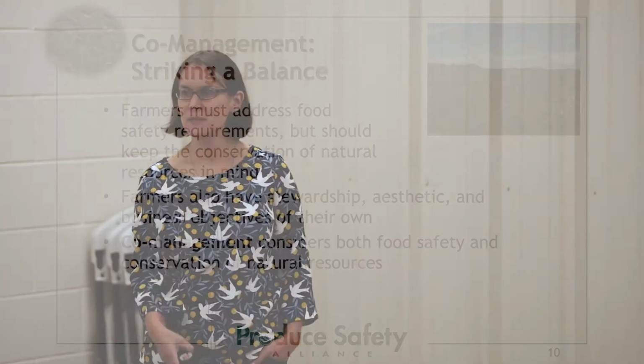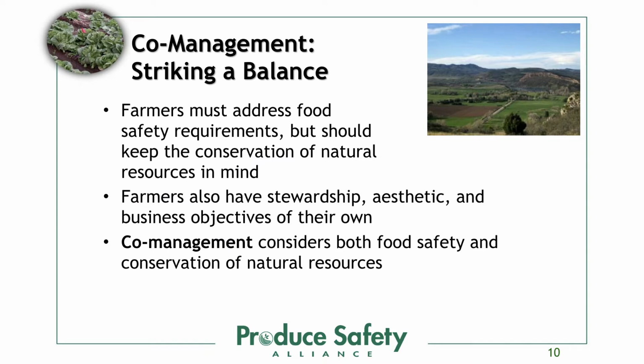One thing we talk about is co-management, and that's striking a balance between environmental concerns and food safety concerns. We want you to keep natural resources in mind. The Natural Resources Conservation Service, or the NRCS, also wants you to keep that in mind. With the first iterations of FSMA, there were some things that they went back and changed for that reason, because NRCS has done a great job of building up practices in our state and across the country for many years. So we want to think about the stewardship, the aesthetic and the business objectives that you have, but also have food safety in the back of your mind at the same time.